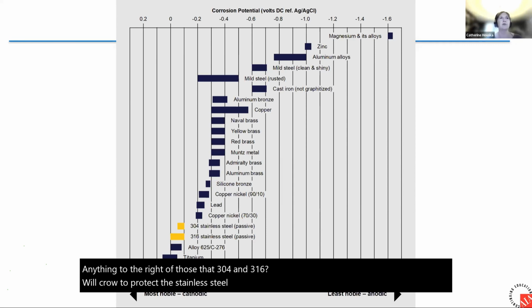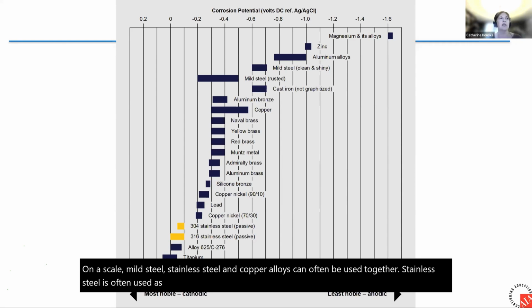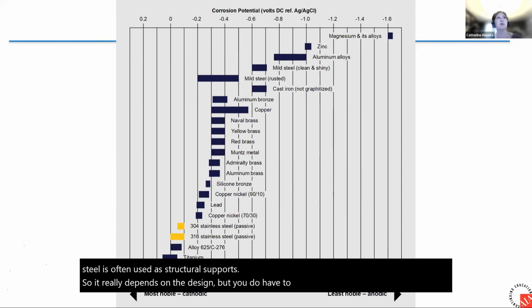You can see where aluminum is on the scale, mild steel. Stainless steel and copper alloys can often be used together. Stainless steel is often used as structural supports. So it really depends on the design, but you do have to consider galvanic corrosion.